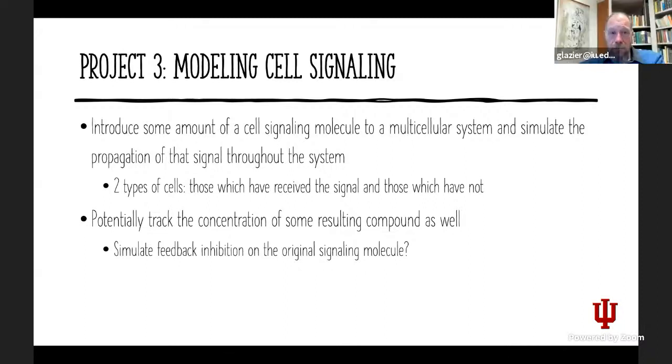So you would have two types of cells, those which have received the signals and those which have not. Where it gets complicated is if I would potentially track the concentration of some sort of resulting compound in the signaling pathway. And a lot of the times those compounds have feedback inhibition on different parts of the process. Right. So I feel like that might be a little complicated to look at, but maybe I don't have to go that deep. I don't know.